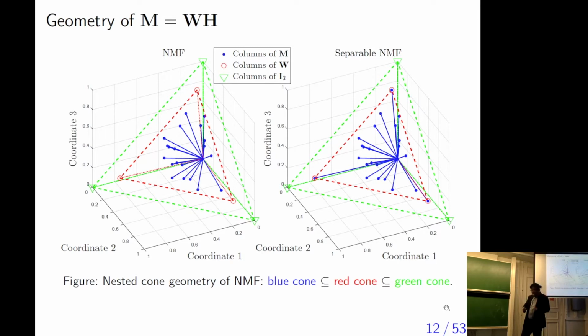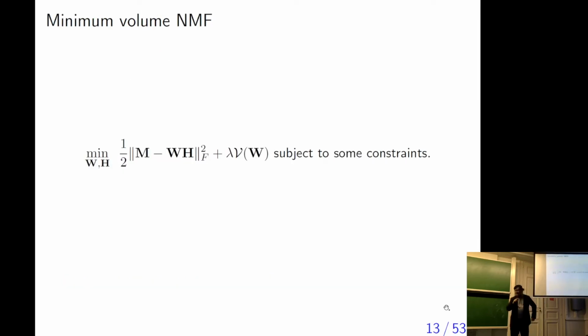Then this naturally gives you an idea. How about finding the cone that has the smallest volume? This leads to the idea of minimum volume NMF. That is, you want to minimize the distance between M and WH, plus now you have some volume measure that is denoted by the function V. And of course, you can add other constraints, but they are just details.